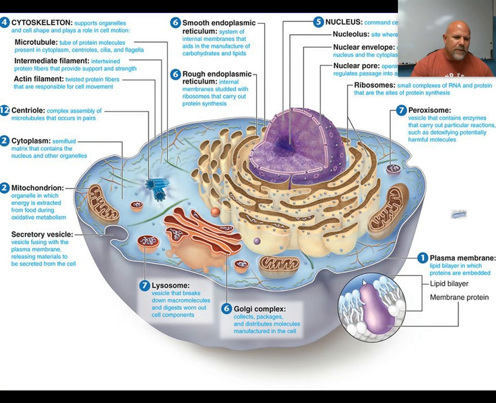So if we're looking at this picture here, this big picture right here with all the organelles in it, that would be a eukaryotic cell. And this little one over here, that would be a prokaryotic cell. Prokaryotes are smaller than a lot of the organelles that we find in eukaryotic cells.